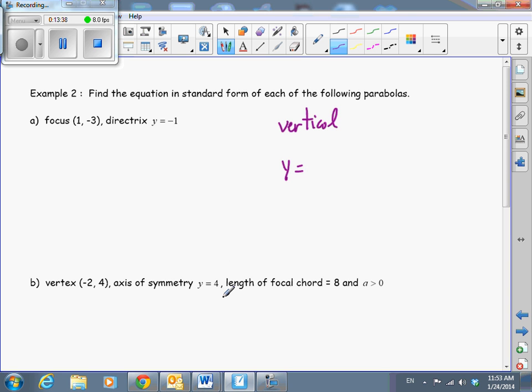We know that much. Here's another thing. They say the focus is at 1, -3. I'm going to write this one back up here. One doesn't change. Do we know what the vertex is? No, we don't. Do we know what the axis of symmetry is? No, we don't. Do we know what the focus is? It's 1, -3. Do we know what the directrix is? What is it?